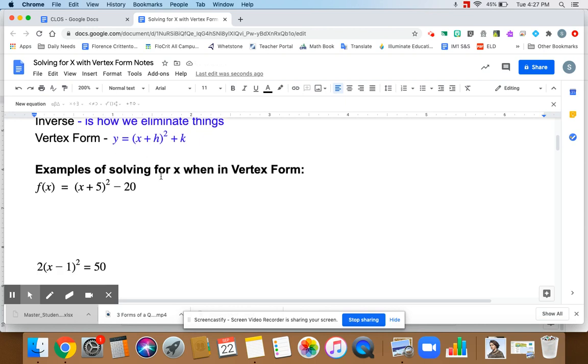And whenever they want you to solve for x from vertex form, this is just like the notes two notes ago. So basically what you do, instead of f of x, we write equals 0, and we solve it as if it equaled 0.